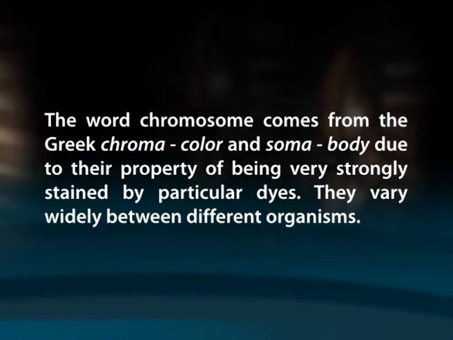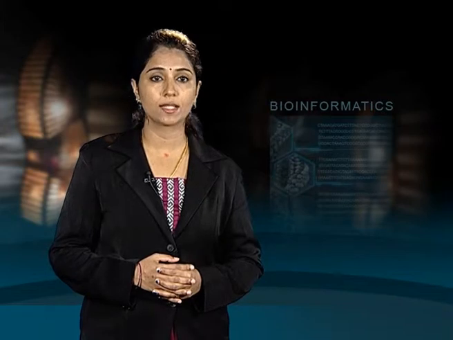The word chromosome comes from the Greek chroma, color, and soma, body, due to their property of being very strongly stained by particular dyes. They vary widely between different organisms. The DNA molecule may be circular or linear and can be composed of 10,000 to 1 billion nucleotides in a long chain. Typically, eukaryotic cells, that is, the cells with nuclei, have large linear chromosomes, and prokaryotic cells, cells without defined nuclei, have smaller circular chromosomes, although there are many exceptions to this rule.